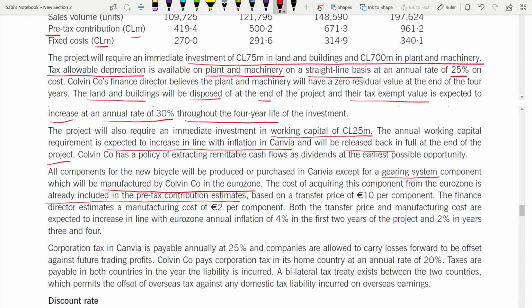Based on a transfer price of $10 per component. This transfer price is also an area which you need to know how to do. It's not easy, it's not difficult. The way it looks, it's very easy.